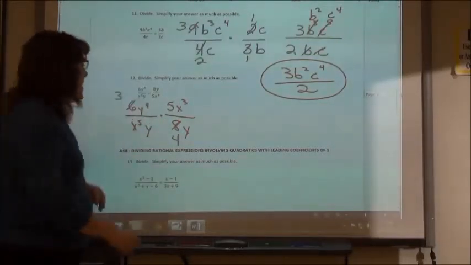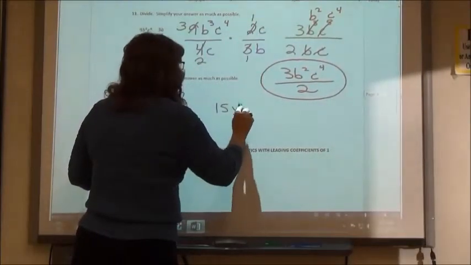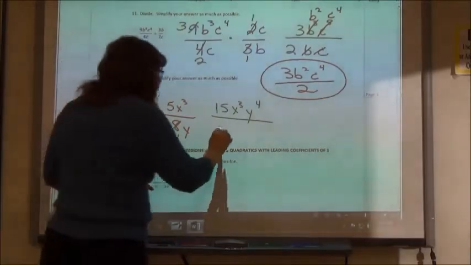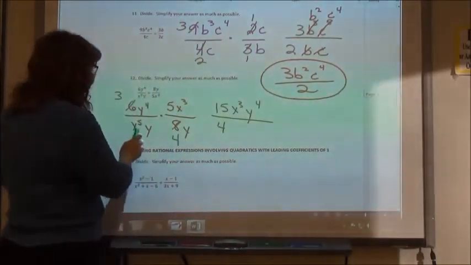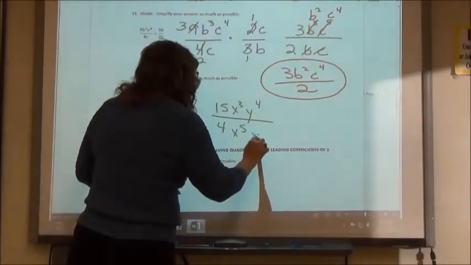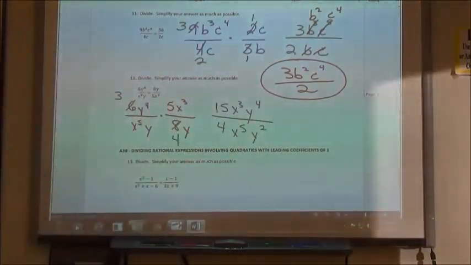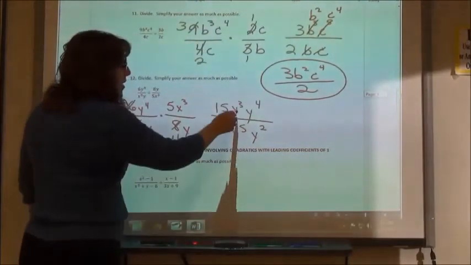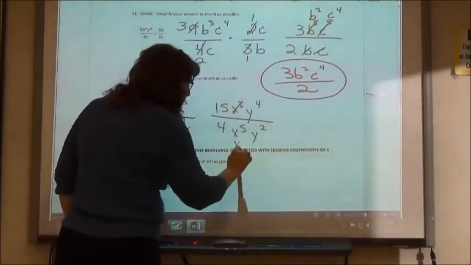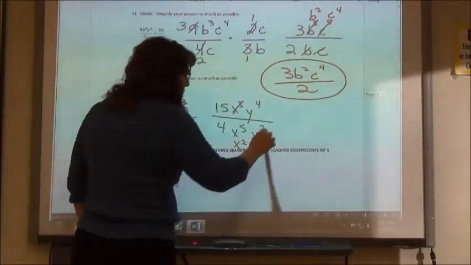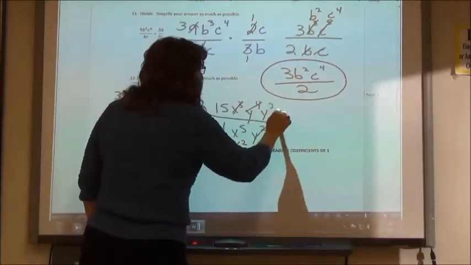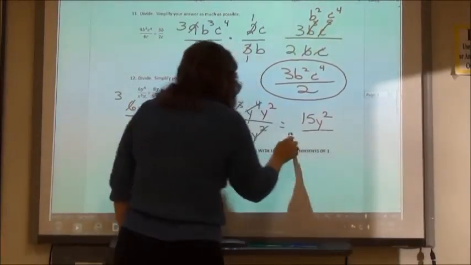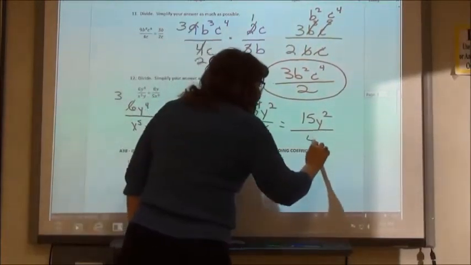I'm going to get 15 x to the 3rd and y to the 4th. And on the bottom, I'm going to have a 4. And then I'm going to have an x to the 5th and a y to the 2nd. So reducing that down, I can take out 3 of my x's, which leaves me x squared on the bottom. And I can take out 2 of my y's, which leaves me a y squared on top. So 15y squared on top and 4x squared on the bottom.